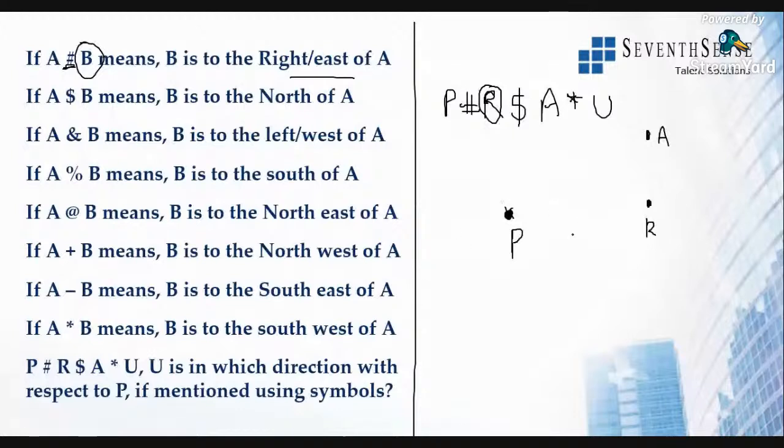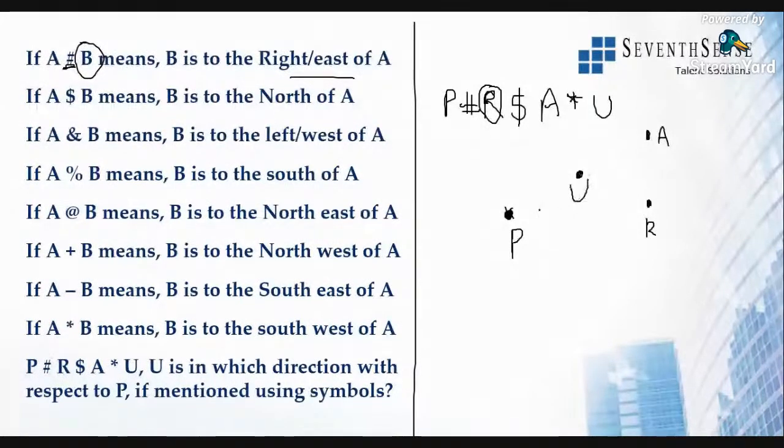All right. B is to the southwest. So from A, it is towards southwest. It will be somewhere here. They are not telling the distance here. It will be somewhere here. Okay. I'll just draw somewhere here. Southwest. Okay. So here it will be U.